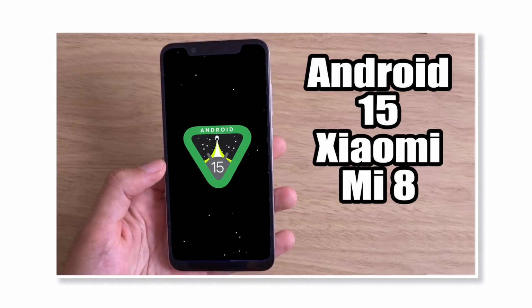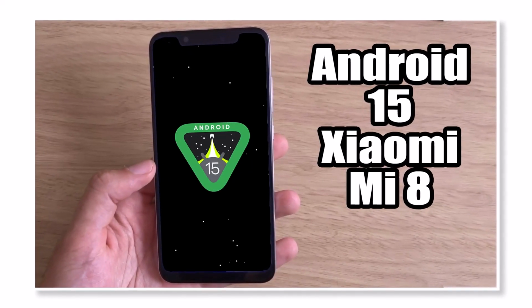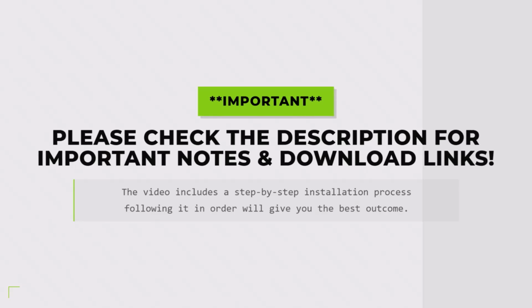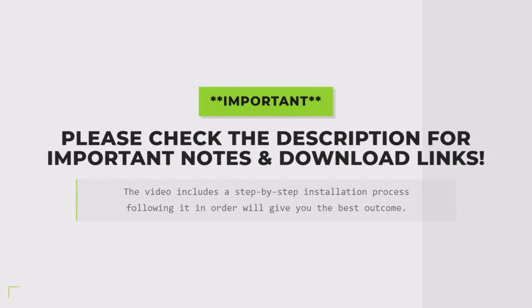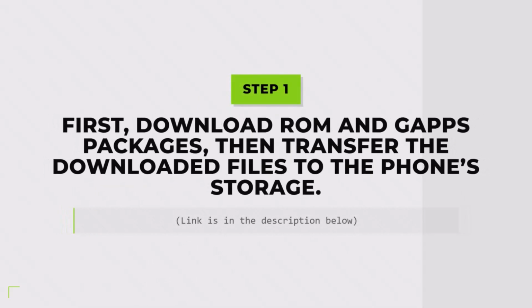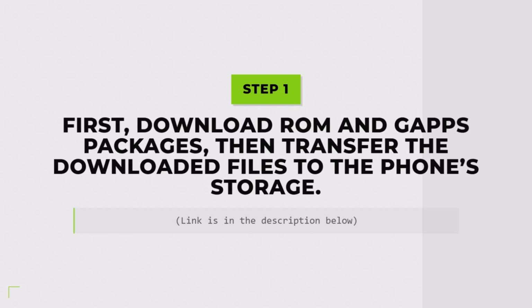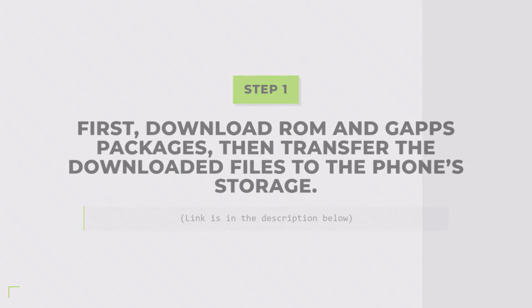Install Android 15 on Xiaomi Mi 8 via LineageOS 22. Please check the description for important notes and download links. First, download ROM and GApps packages, then transfer the downloaded files to the phone's storage.